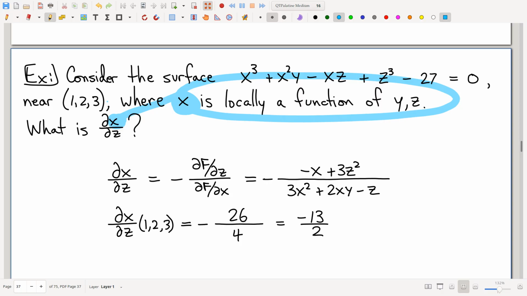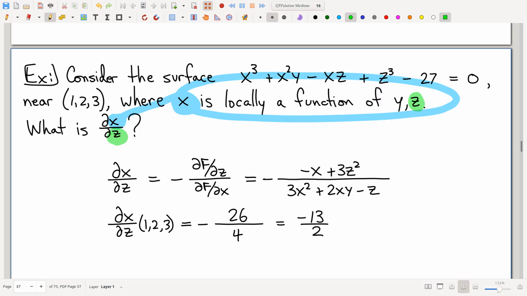Hang on, my pen decides that that's a good time to quit. Okay. x is a function. We've established that. So what is the partial derivative with respect to z? It's a function of y and z. Let's take the partial with respect to z. All right, is that cool? Everybody see where we're going?